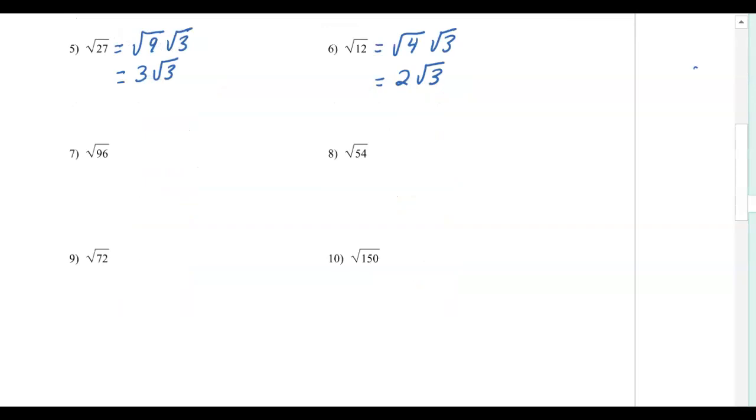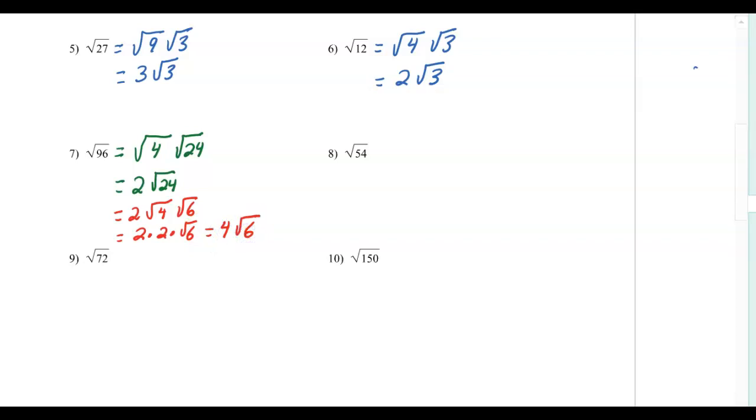For problem number 7, it might be a little harder to find the perfect square. If you think of 96 as 4 times 24, this would be square root of 4 times square root of 24. Square root of 4 is 2, so 2 square root of 24. Now 24 breaks down further. 24 is square root of 4 times square root of 6. So this becomes 2 times 2 times square root of 6. And that's equal to 4 square root of 6.